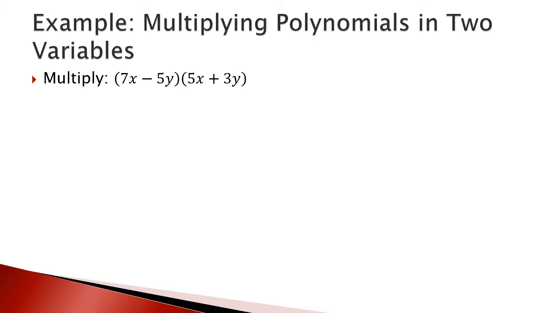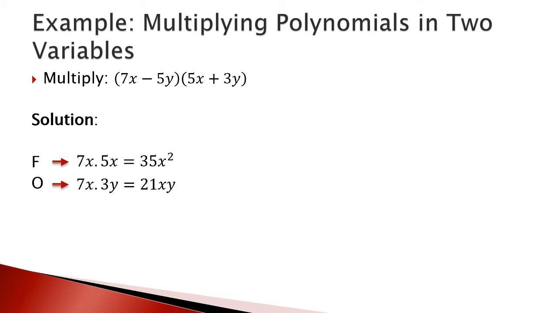And now we have to multiply 7x minus 5y times 5x plus 3y. Here we can use the FOIL method to solve these two equations. So first we have to multiply the first term in the first equation and the first term in the second equation. So we have to multiply 7x by 5x, so it will give 35x squared.